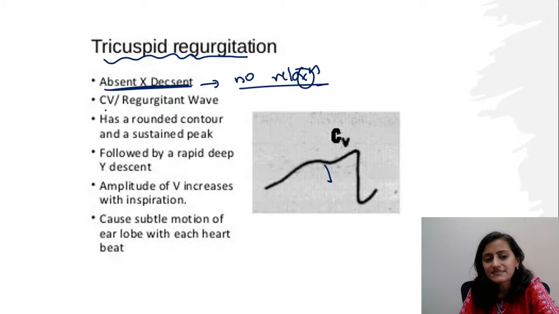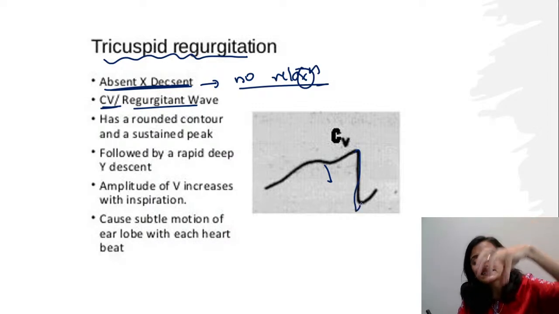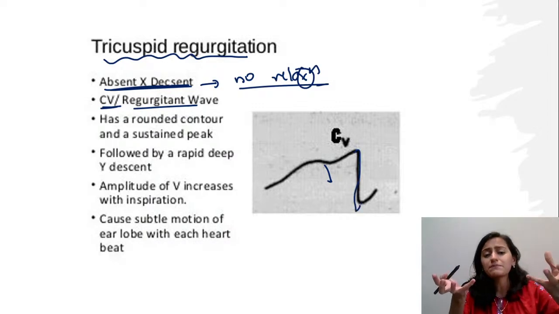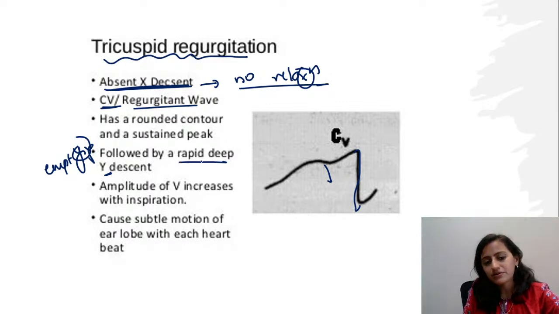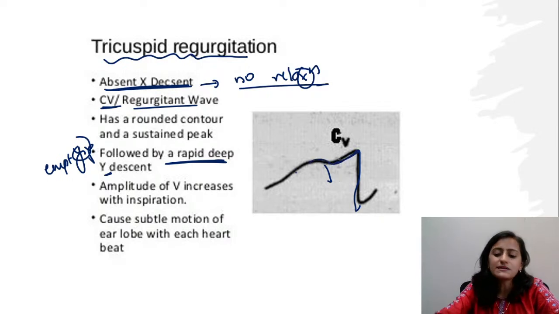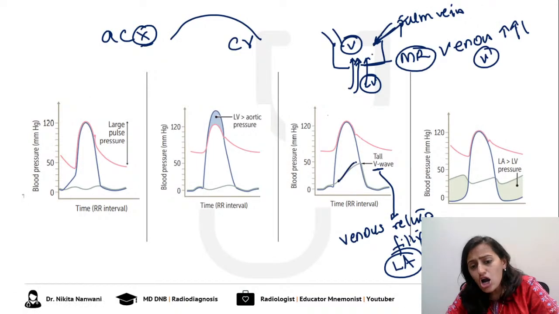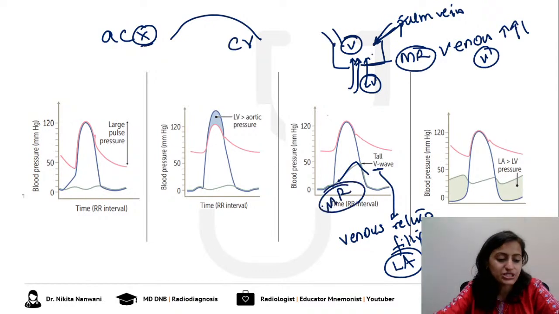So there is absent X descent. There is the CV or regurgitant wave. And after that, the Y descent is rapid because so much filling is happening in the atrium, it wants to empty soon. The Y descent is basically the emptying. Clear with everyone? So there is no X descent; the C and the V are basically combining. The tall V wave is the increased return from the mitral regurgitation.